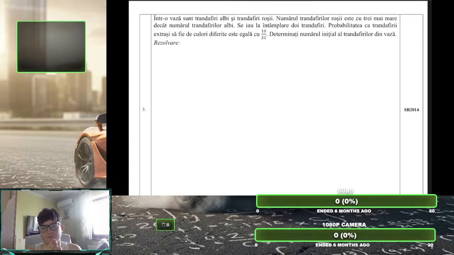So, if I note the red flowers with X and the white flowers with Y, I'm gonna have X is equal to 3Y.